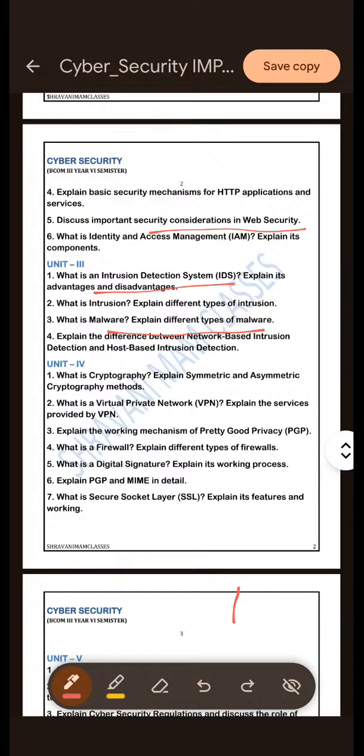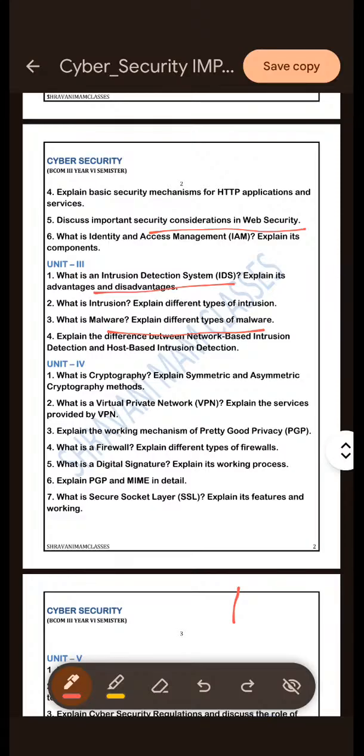Okay, and next, coming to the digital signature. What is a digital signature? Explain its working process. Digital signature verifies the authenticity and the integrity of a message. It uses encryption techniques, right? It also ensures that a message is not altered. Once we send a message to anybody else, there is no chance to alter that message, right? And next, coming to explain PGP and MIME in detail.